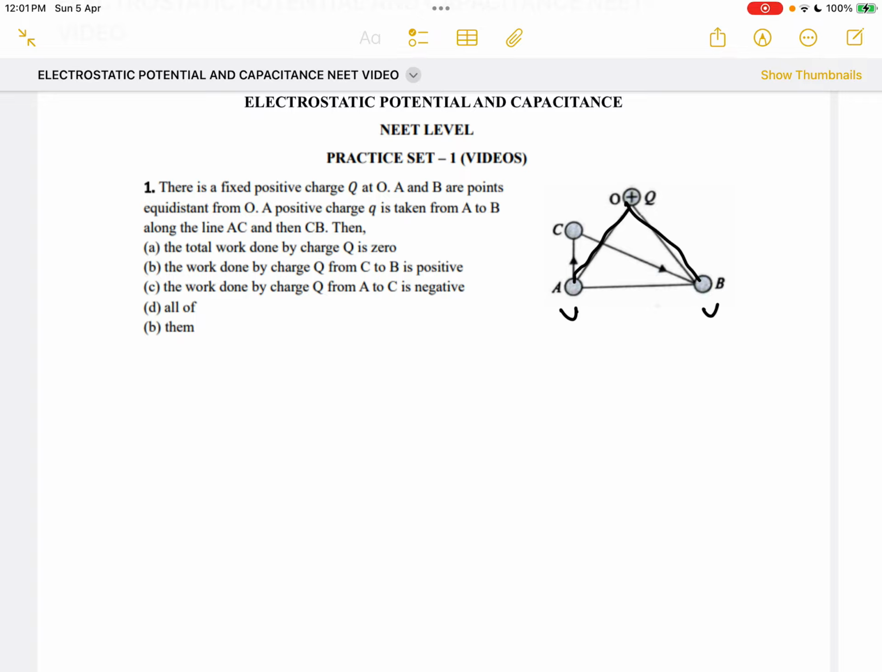Now, when you go from C to B, the angle between force and displacement is an acute angle, and that's why the work done would be positive. So option B is also correct. Work done by the charge Q from A to C is negative. Once again, the angle between force and displacement is an obtuse angle. This time the work done would be negative. So option C also is true. All of them is the correct answer. So option D, all of them is the correct answer.